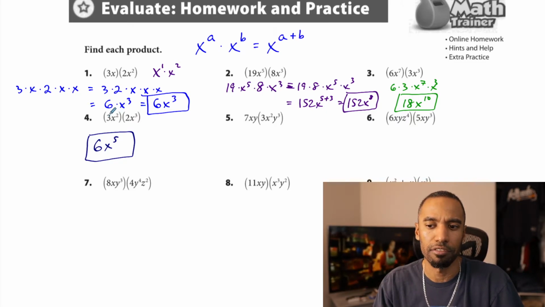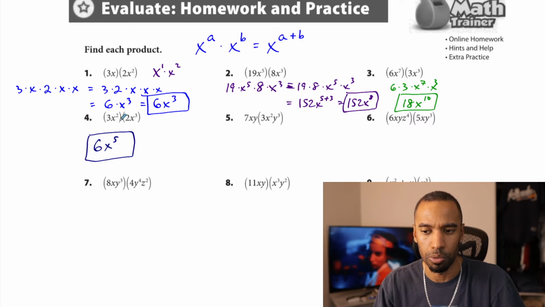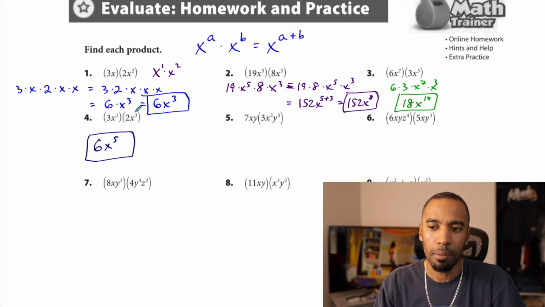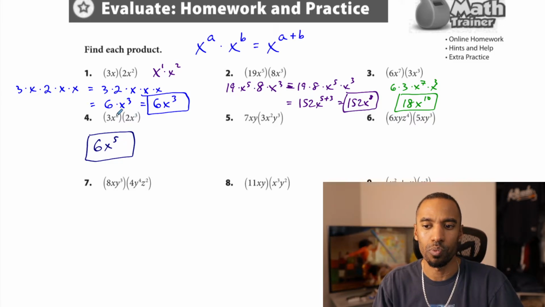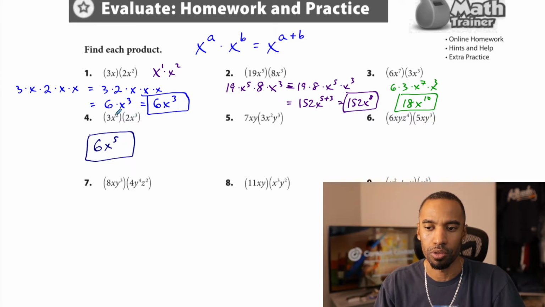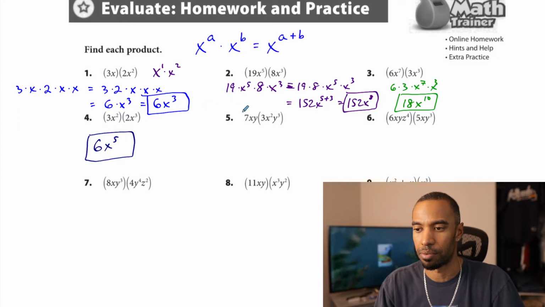Now, I don't know if they're trying to confuse you here, but the coefficients, we multiply 3 times 2, because that's actually what they're doing. And remember, we're not multiplying the 2 and the 3. We're multiplying x squared with x cubed, which results in the exponents adding. So although 3 times 2 is 6, 2 plus 3 here was 5, and that's that result.